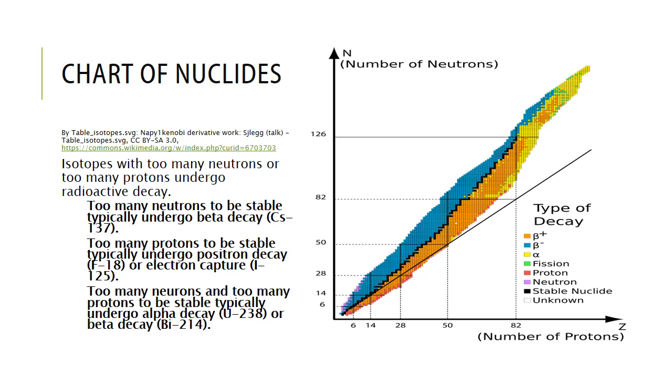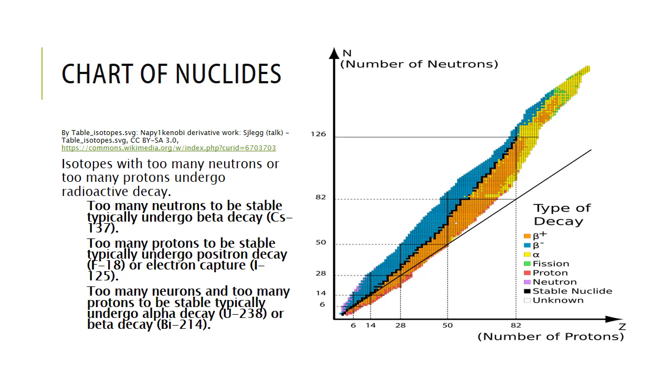If you look at the chart that I included here, the blue pixels are the nuclides that undergo beta decay. Beta decay is usually denoted by beta minus. Then underneath the line of stability, underneath the black line, so to speak, are the orange pixels. Those nuclides have too many protons to be stable, so they undergo beta plus decay and/or electron capture.